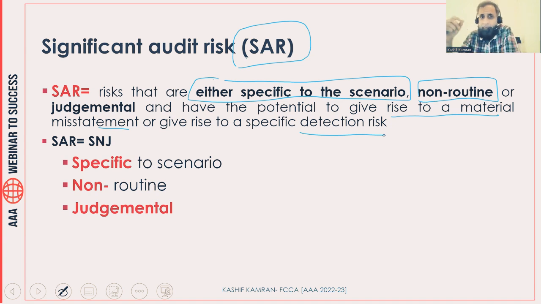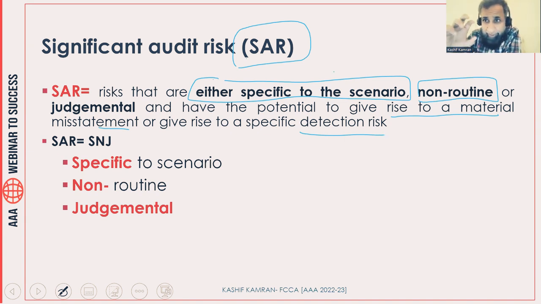No, it's not all 3 together, right? It's not the 3 together. Anything specific to a scenario is one significant audit risk. Something non-routine is another significant audit risk. Something judgmental is another significant audit risk. These are 3 different things, right?